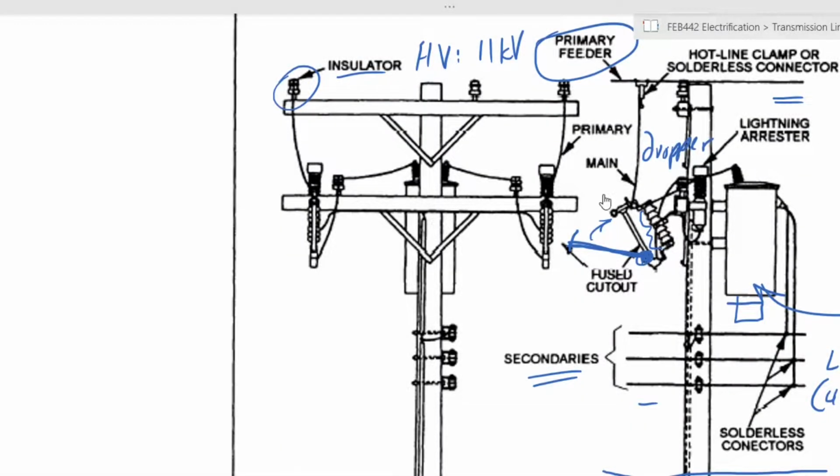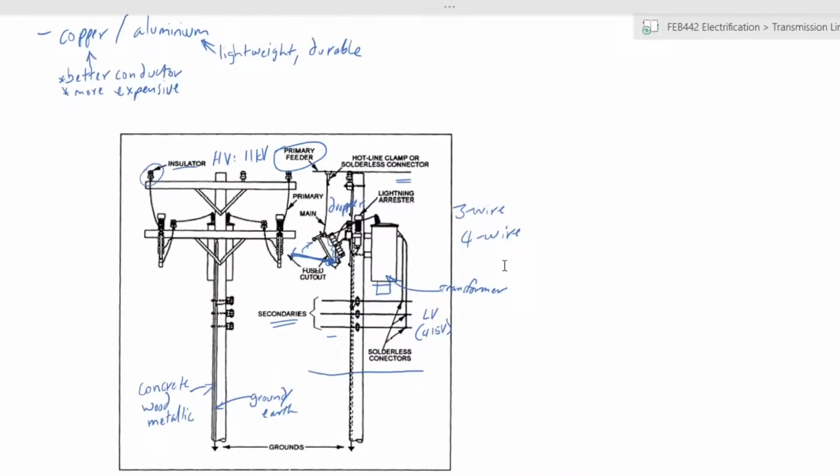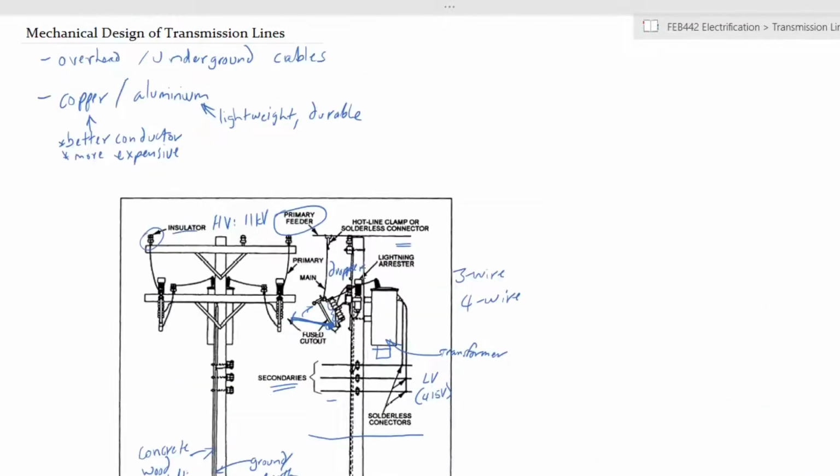Underground cables are usually in areas where it is not prudent or it is not possible to have overhead cables. So in places where, for example, it's a residential area, and residents would like to maintain the scenery or the beauty of the area. You don't want to have your poles spoiling the environment or spoiling the look of the area.